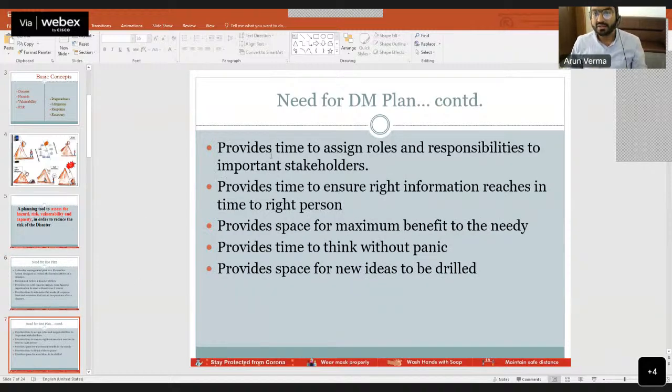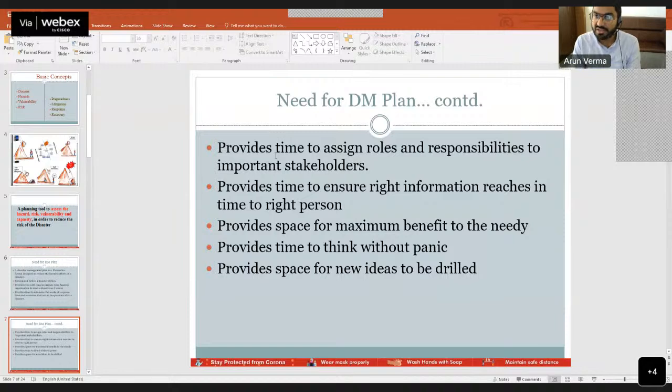Another thing is that it provides assigned roles and responsibilities to the important stakeholders. In disaster management there are a number of stakeholders, because it is a subject which works not for one stream only but across many streams. It includes fire services, medical aid, the food department, fire, lightning, and the electric department. Many intra-agencies will work together, so it provides a specific role to the persons in these different stakeholder groups.